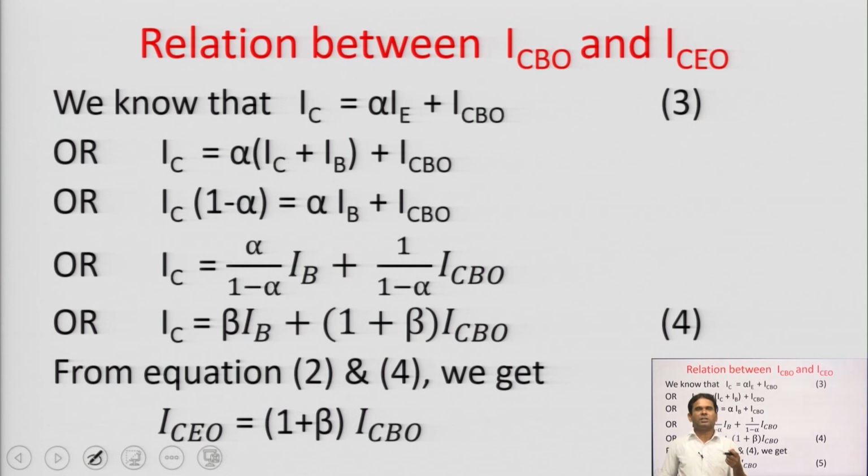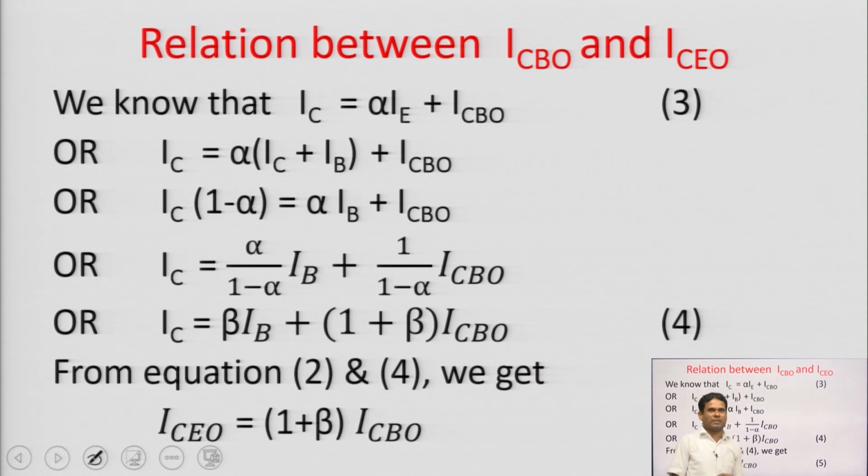How will we derive the relation between ICBO and ICEO? ICBO is the leakage current of common base and ICEO is the leakage current of common emitter configuration. Sometimes this relation is asked in the examination: what is the relation between ICBO and ICEO? It is quite simple. We know that IC equals alpha IE plus ICBO.